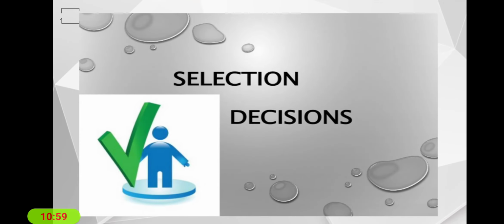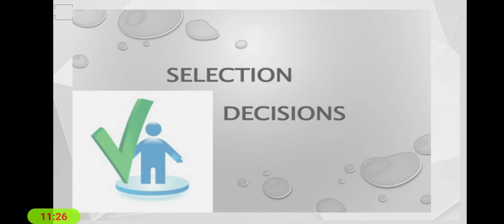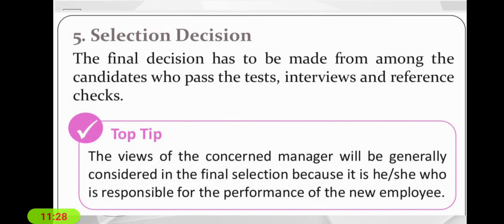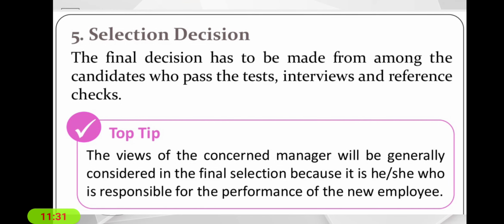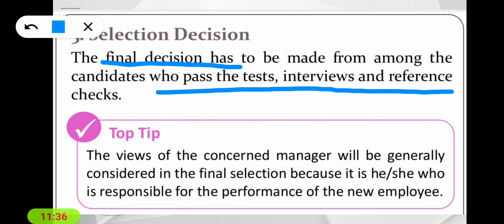This is a very important step as the entire selection process depends on an accurate decision. The candidates who pass the test, interview and reference check are included in the selection list. The final choice is made from among the candidates included in the selection list by taking the opinion of the manager under whom the selected person will work. So, the final decision has to be made from among the candidates who pass the test, interview and reference checks.